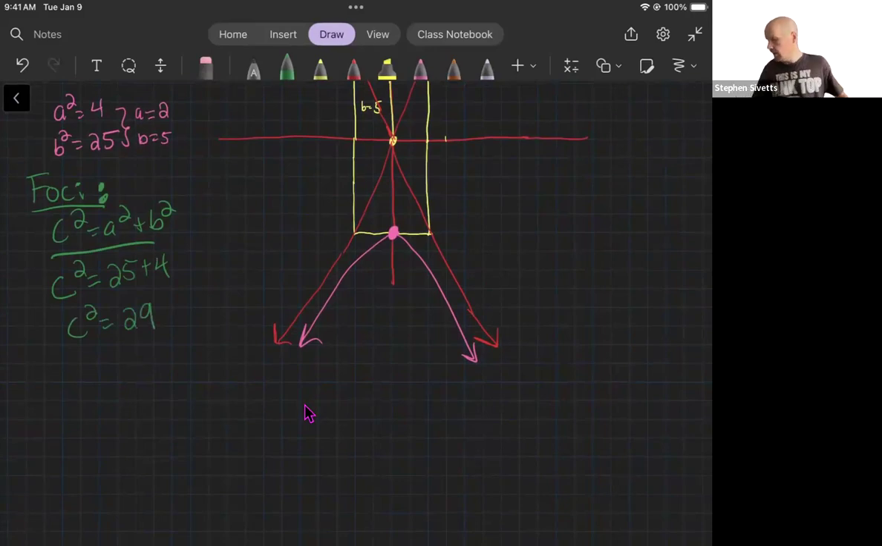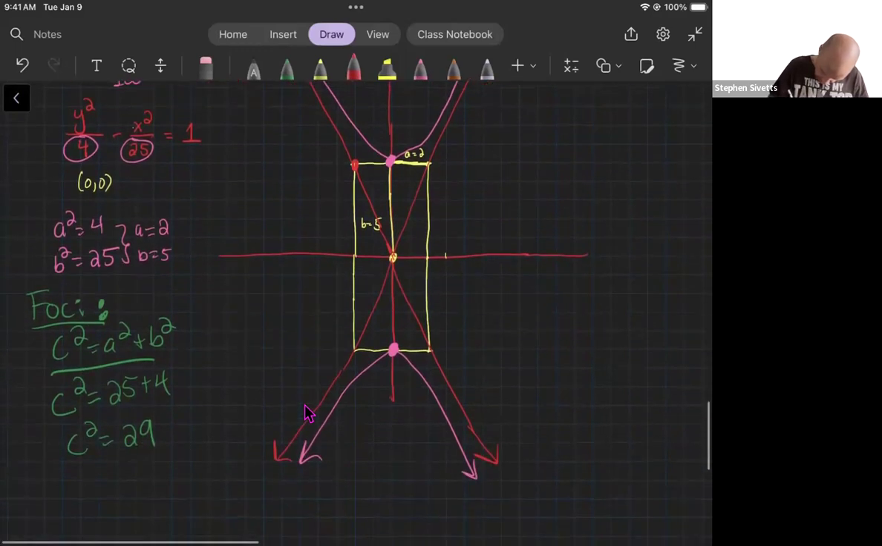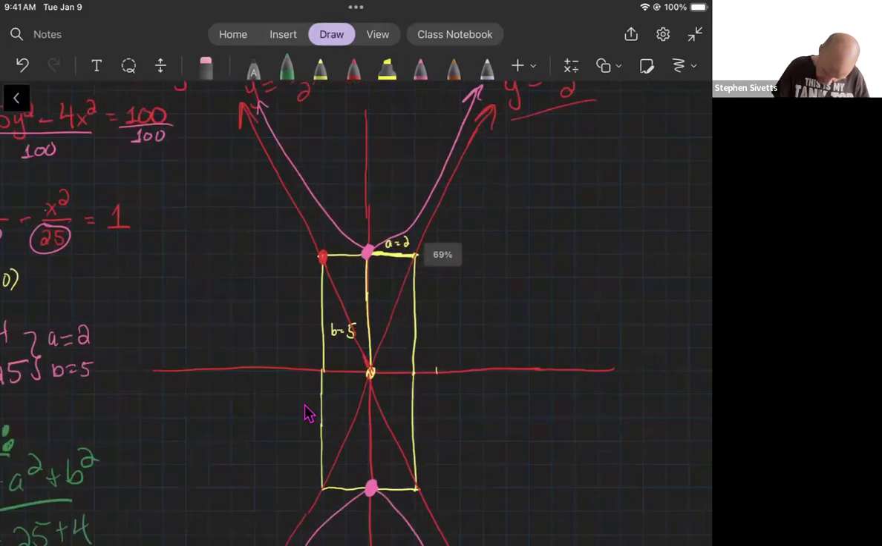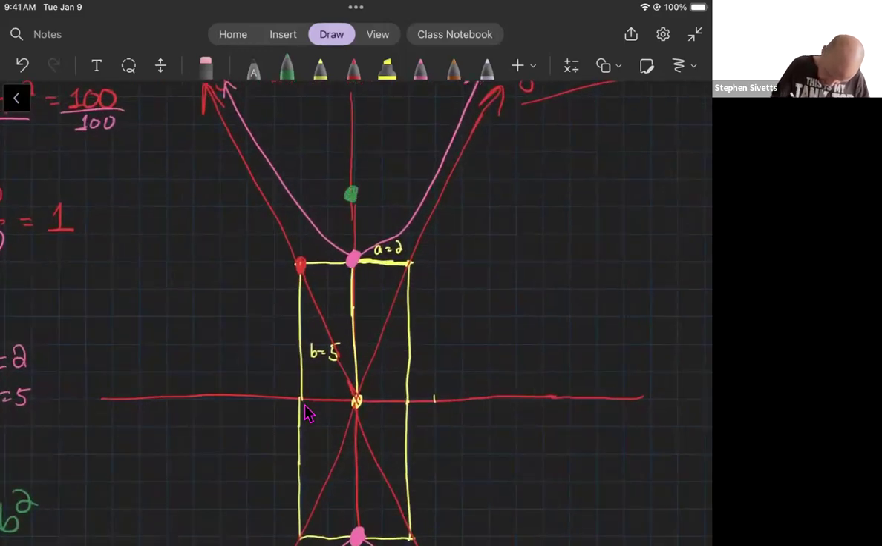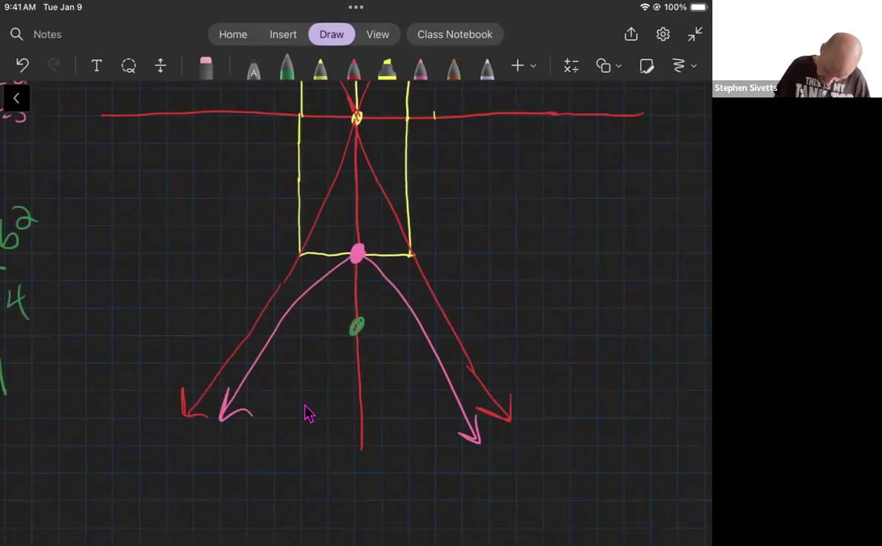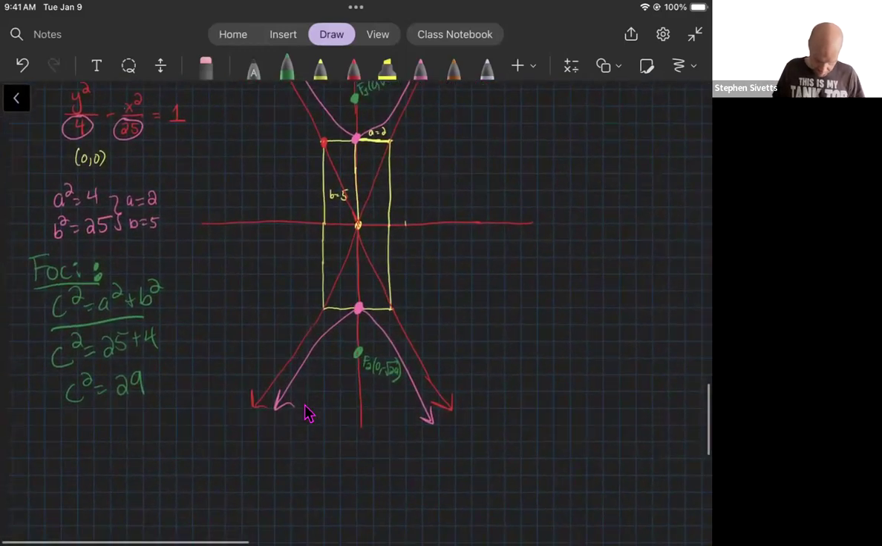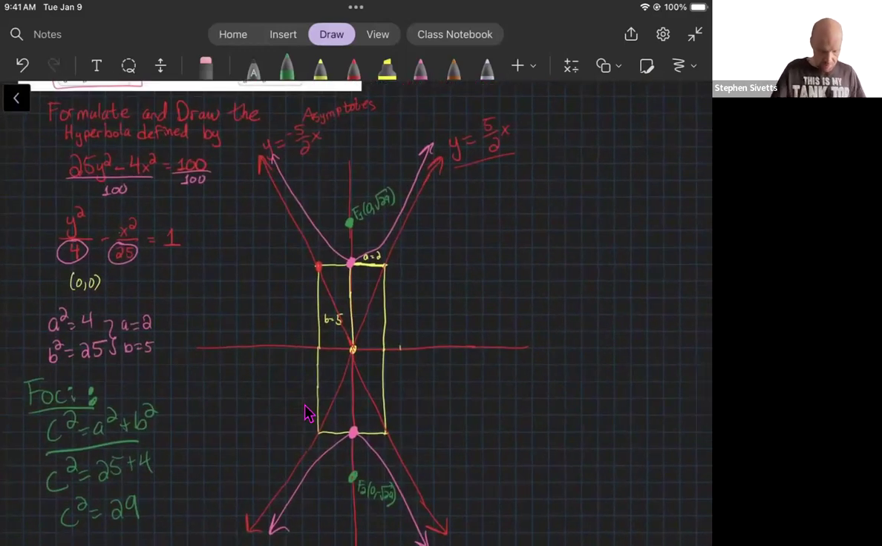So that means the foci will be, if I just extend these lines out further, one focus will be here, and the other focus will be down here, 0 minus the square root of 29. And that's pretty much how you draw in a hyperbola.